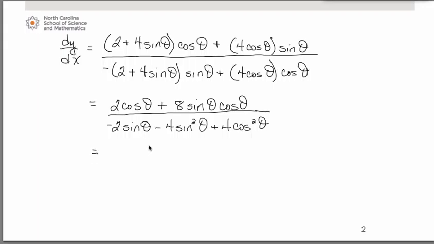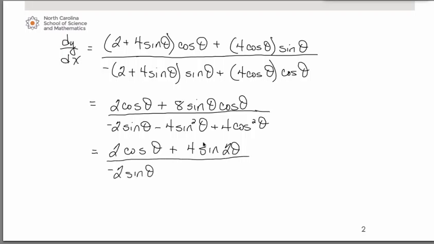Here we can use our double angle identities, for sine of 2 theta in the numerator and cosine of 2 theta in the denominator. So we have 2 cosine theta, and 8 sine theta cosine theta becomes 4 sine 2 theta as we apply the double angle identity. In the denominator, we have negative 2 sine theta, and we can apply the double angle identity for cosine 2 theta and have 4 cosine 2 theta.